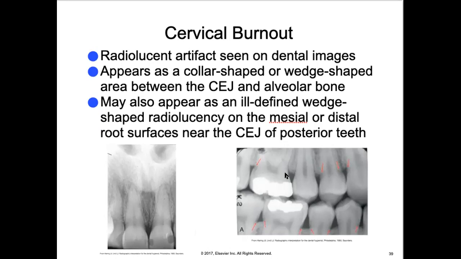And so we see it everywhere. We see these tiny little red arrows. It's just a really faint shadow below the CEJ and right above the alveolar crest. So this is what's known as cervical burnout. This is not caries. There is nothing wrong with any of these teeth on this person's X-ray here.